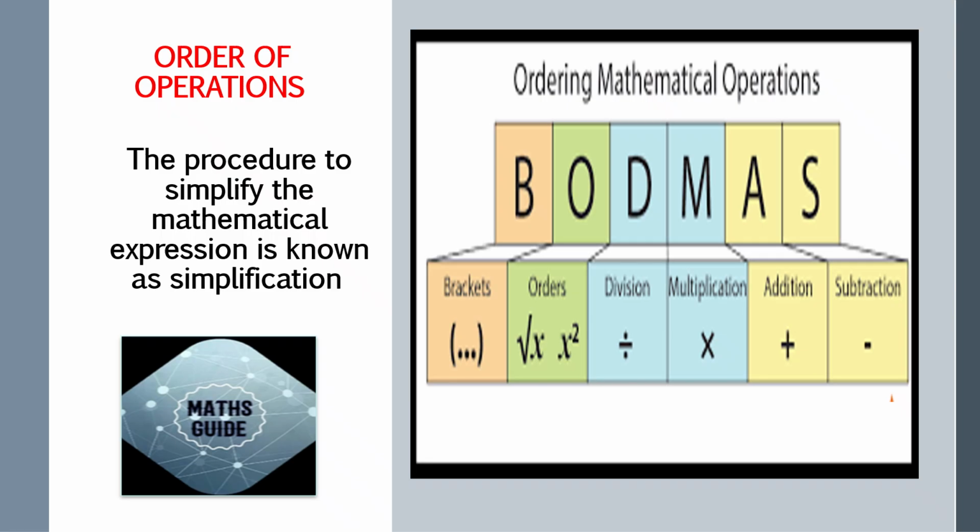We follow this order. First we solve the brackets. Then we solve any exponent if we have one. Then after that we use division, multiplication, addition and subtraction in sequence.